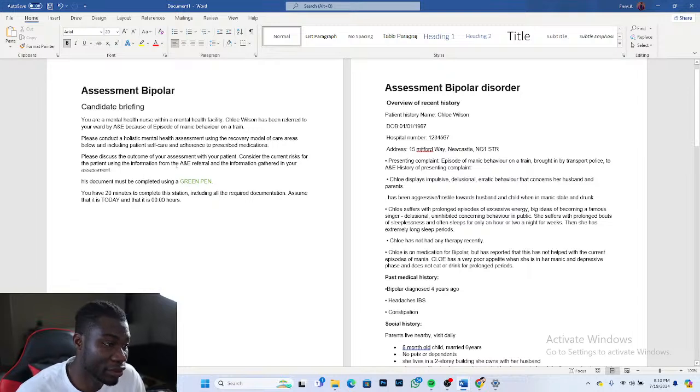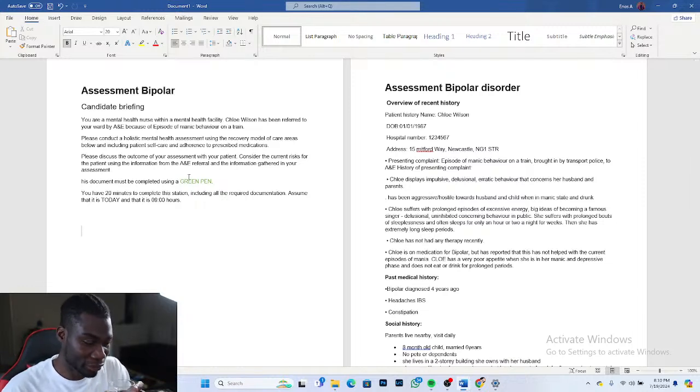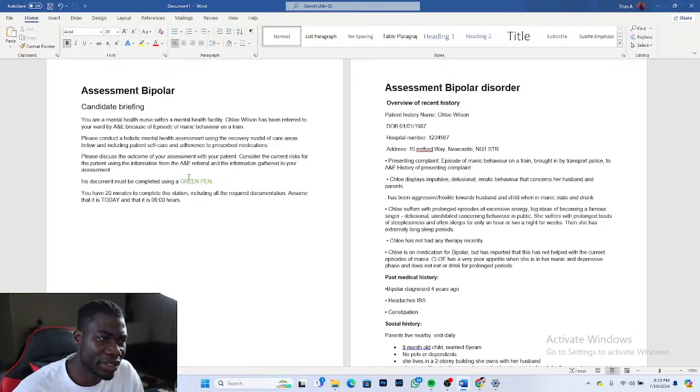Use green pen to complete the station, and of course you have 20 minutes to complete this station. So clearly you could see that this is an admission base. Obviously this patient had a manic attack, started exhibiting some form of manic behaviors on the train, and due to that, the person was brought to the A&E.